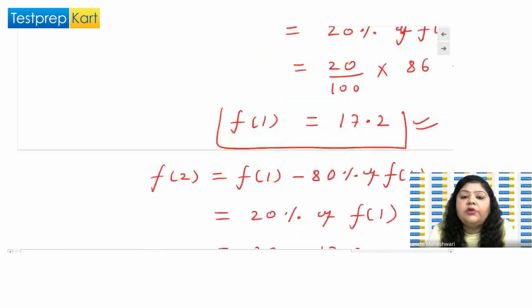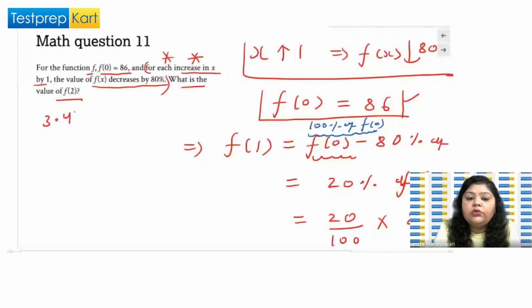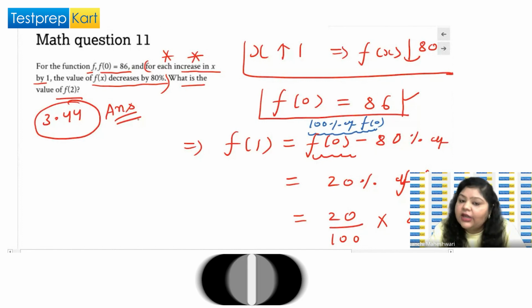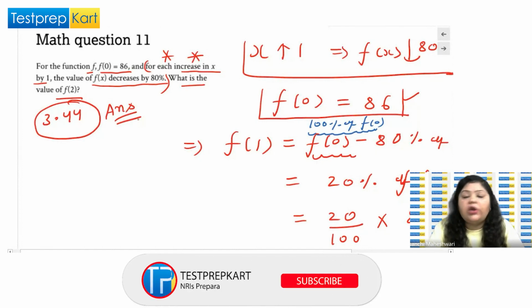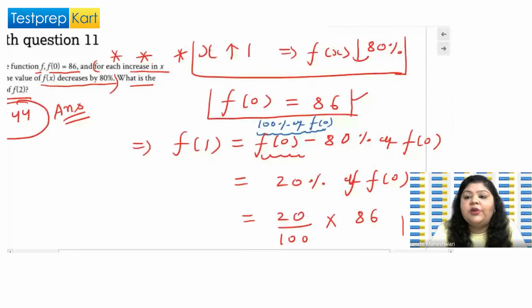Because it's a grid data question, we don't have any options, so you must write down the final answer here. You have to fill in the answer, so your answer is 3.44. Clear? I hope this easy question number 11 is clear to everyone. The overall crux of the story is in this statement. You just have to understand this statement clearly, and then only can you proceed. Clear? Okay, guys.